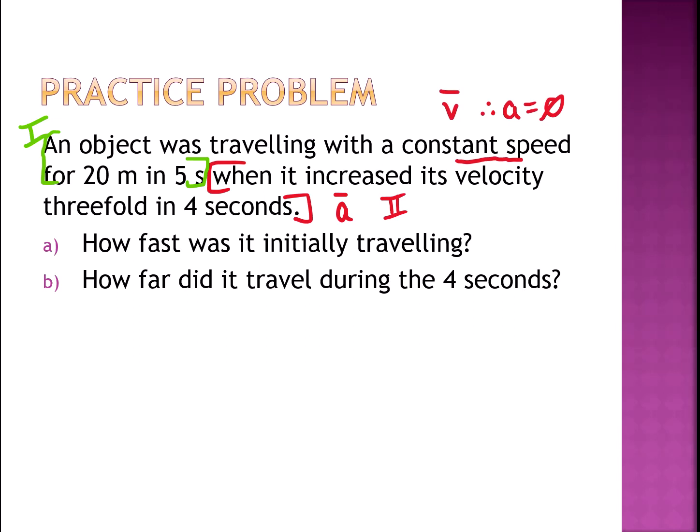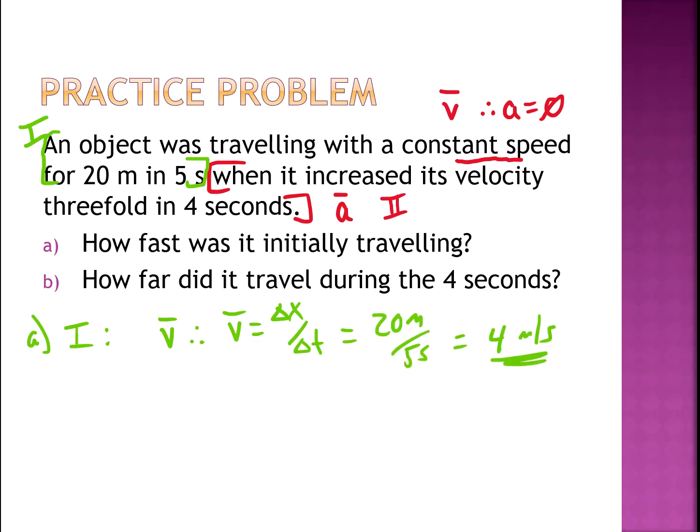Constant speed means constant velocity, your acceleration is 0. There's only one equation to use for that. That's the average velocity, or constant velocity equation. The change in x over the change in time. I know the change of x is 20. I know the change in time is 5. That means the constant speed for that first 5 seconds is 4.